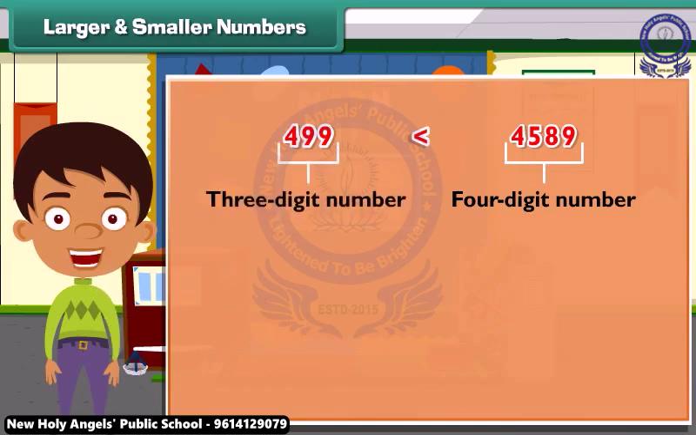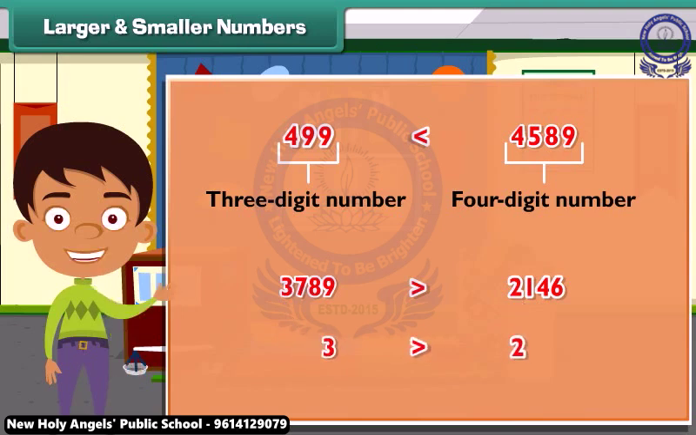Now let us compare two numbers with the same number of digits. For example, 3789 and 2146. 3789 is larger than 2146 because 3 is greater than 2, even though the place value of both the digits is the same.